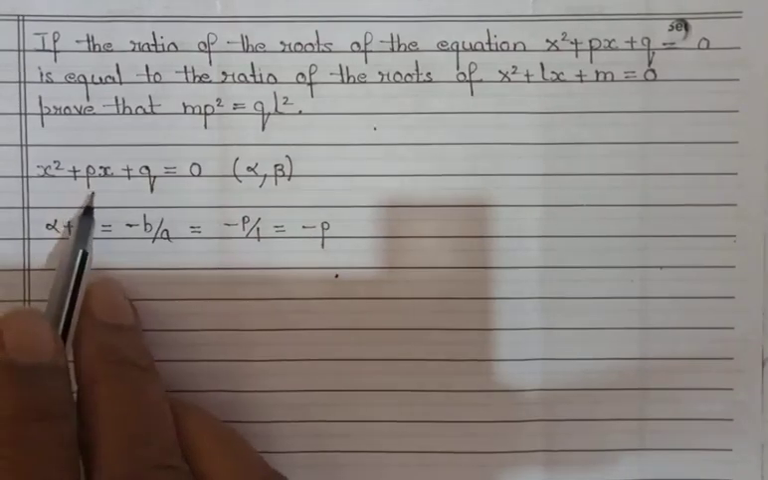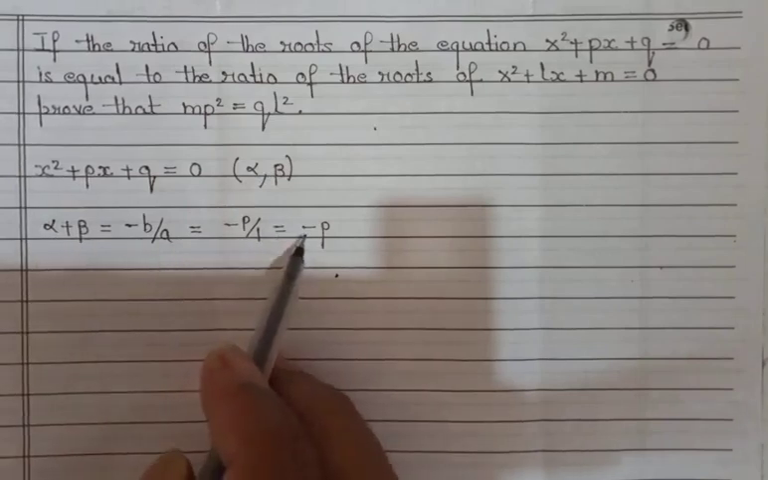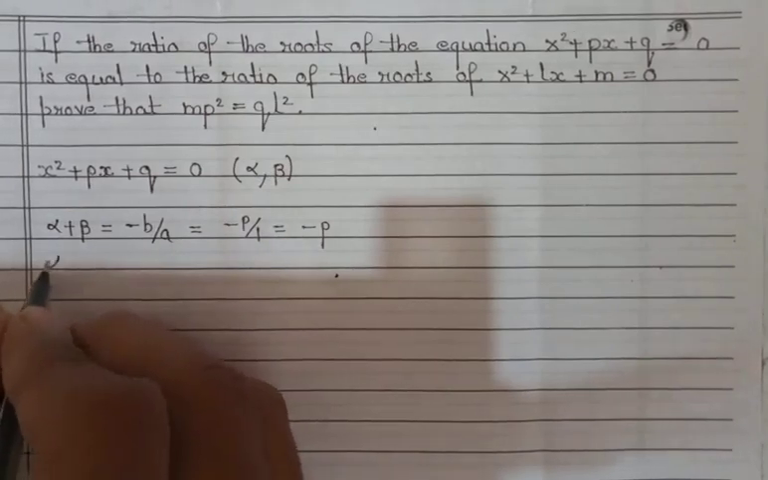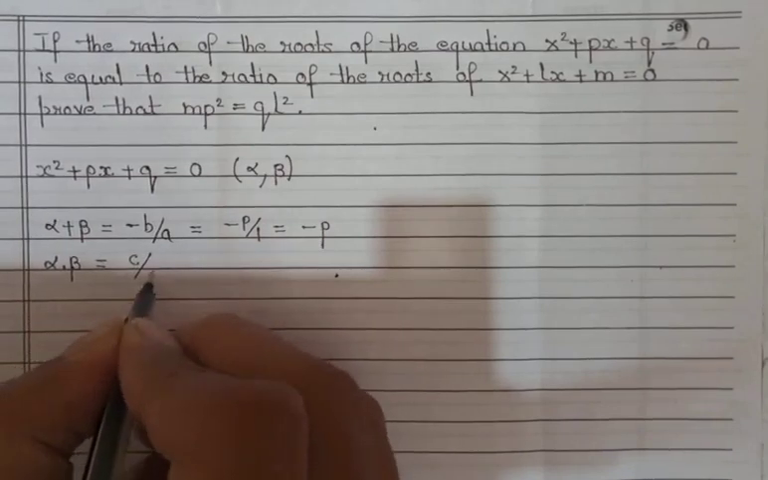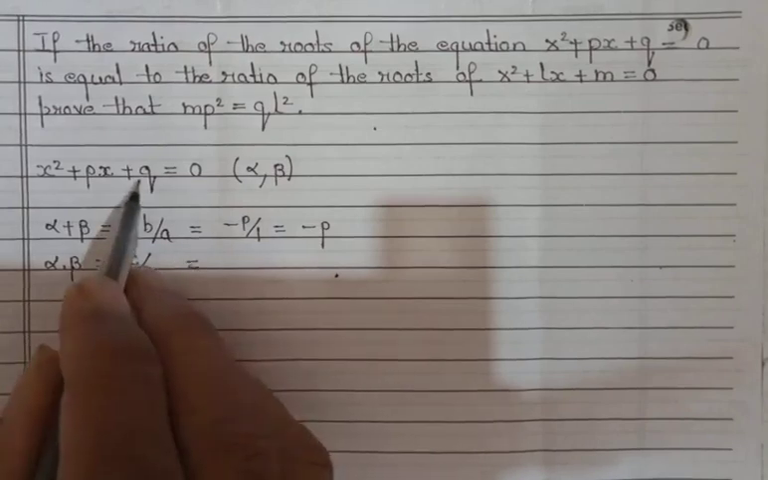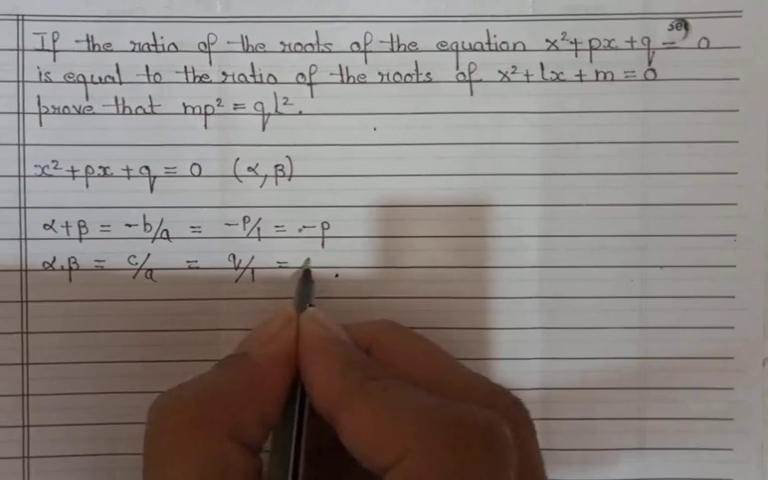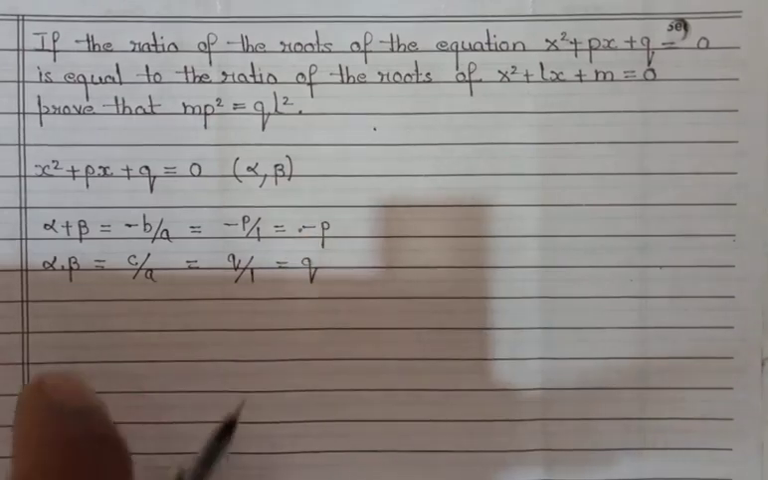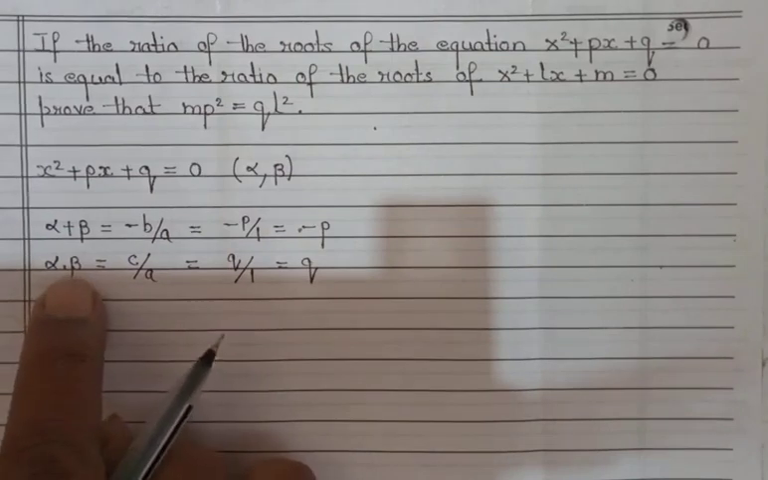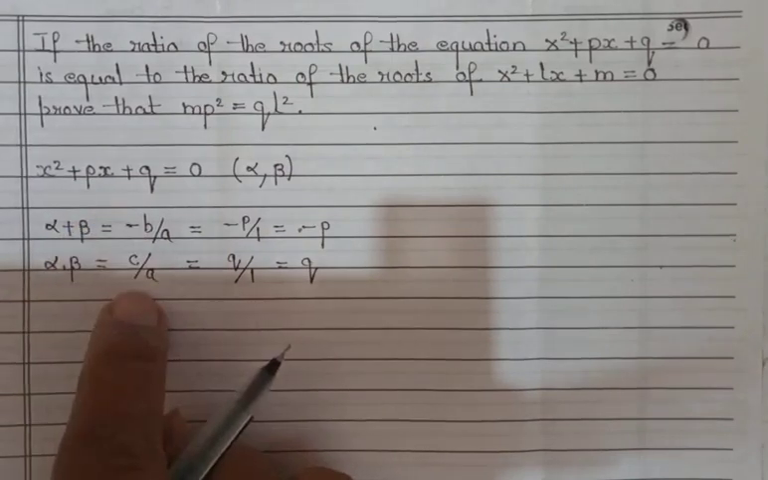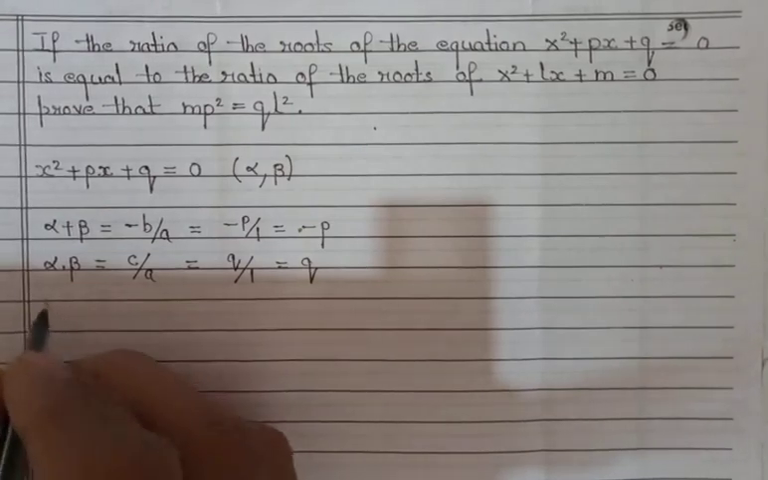So from the first equation, roots are alpha and beta, and we have got the sum of the roots as minus p. Now we will get the product of the roots, alpha into beta, which is c by a. So here c is q and a is 1. So we are getting it as equal to q. We have got alpha plus beta from the first equation. We have got alpha into beta from the first equation. Now we will try to get alpha minus beta from the first equation.